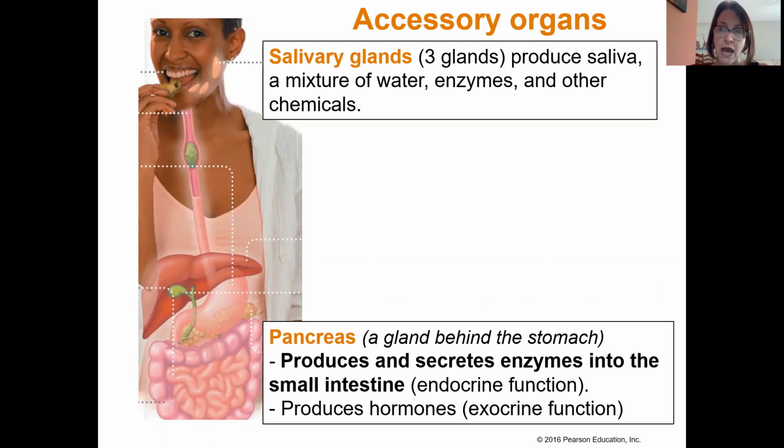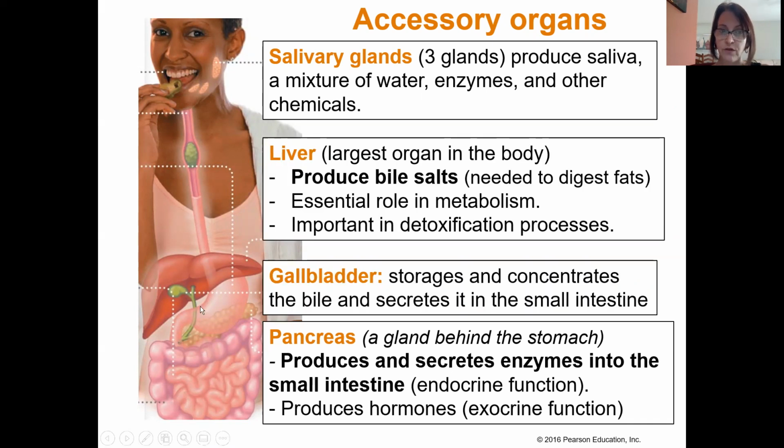They are enzymes that help us in the digestive process, and they are produced here in the pancreas. The pancreas also is a place where insulin, for example, and glucagon are secreted, and these two hormones are involved in keeping blood glucose levels. The liver here produces bile salts, which are needed to digest fats.